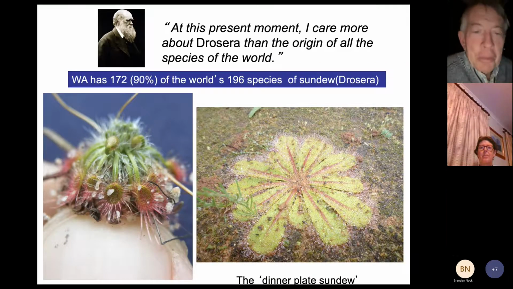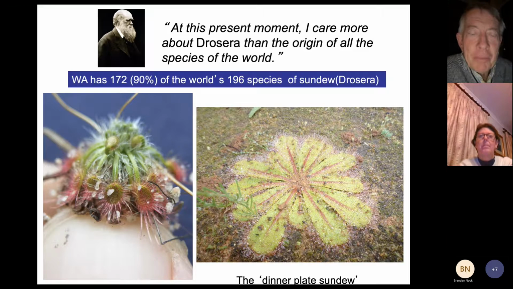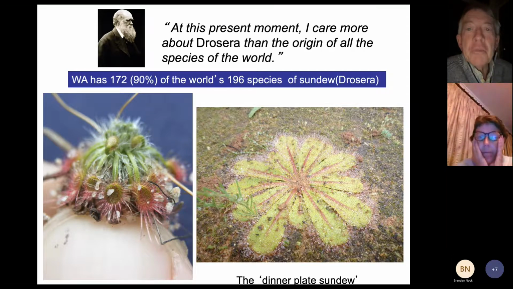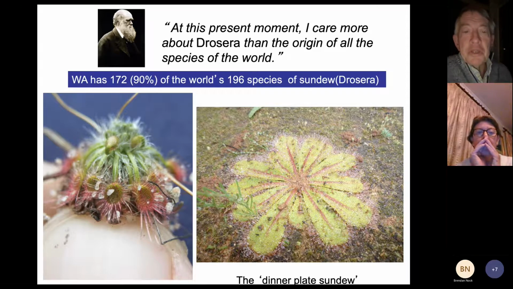Just to look at Mr. Darwin one last time, had he bothered, he would have also seen one of these most beloved plant groups. These are sundews. Western Australia has 90% of the world's 196 species of sundew. Quite exceptional. We have the world's smallest sundews. They're the pygmies. You can see that one with my fingernail there. And we have about 20 species of various pygmy sundews, and they're exclusive to Western Australia.